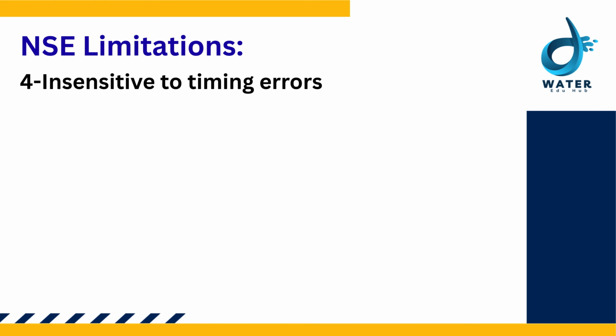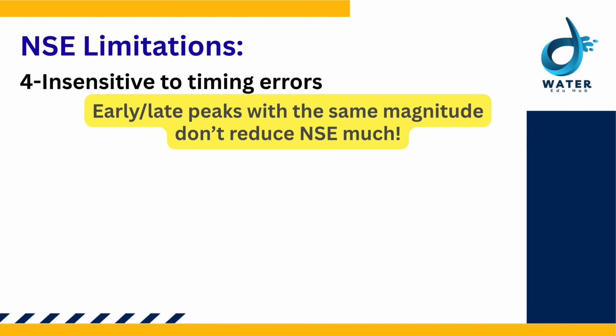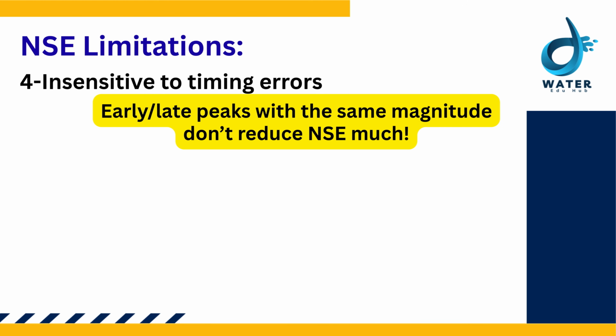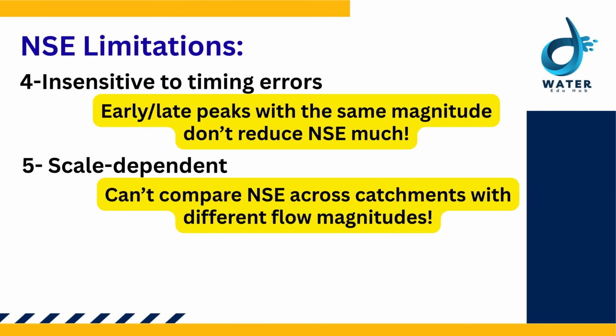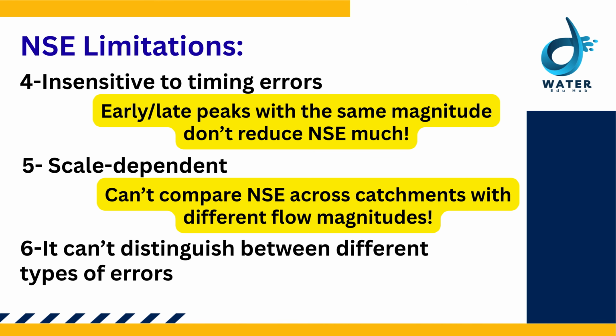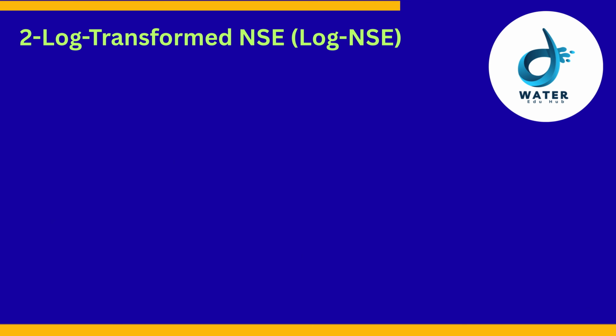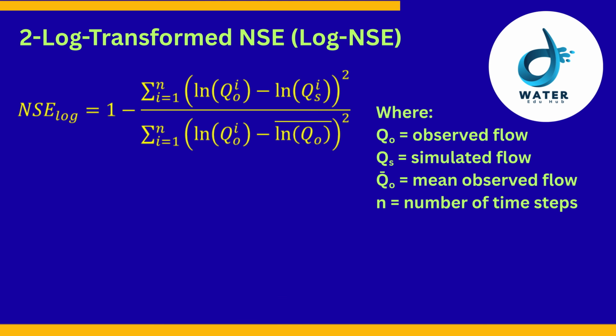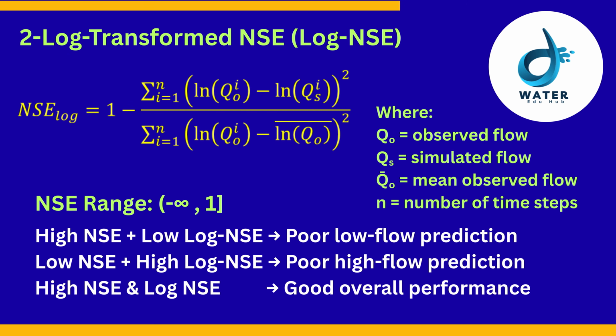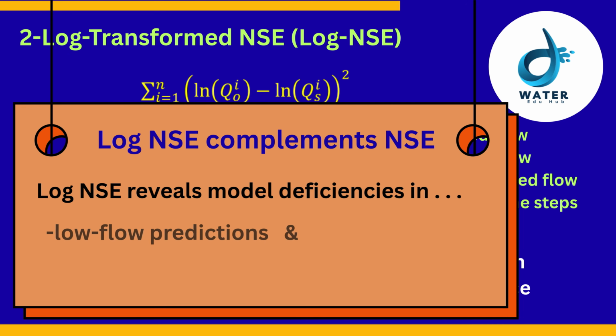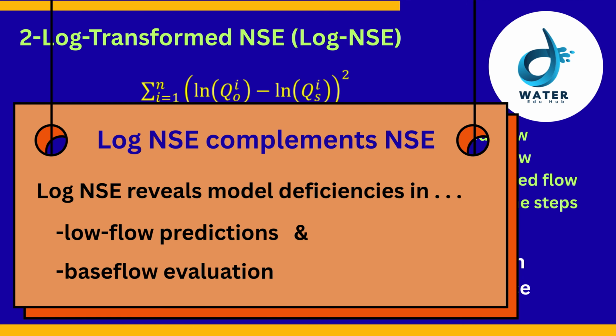Fourth, insensitive to timing errors. Early or late peaks with the same magnitude don't reduce NSE much. Fifth, scale dependent. We can't compare NSE across catchments with different flow magnitudes. And finally, NSE can't distinguish between different types of errors. The second one is log-transformed NSE. It equalizes the importance of flows by reducing the data range through log transformation. It can complement NSE by revealing model deficiencies in low flow predictions and base flow evaluation.